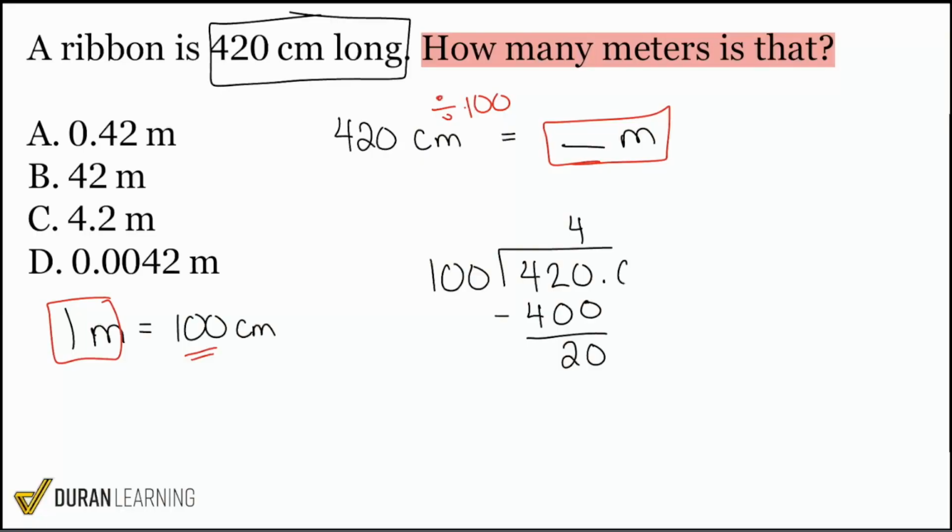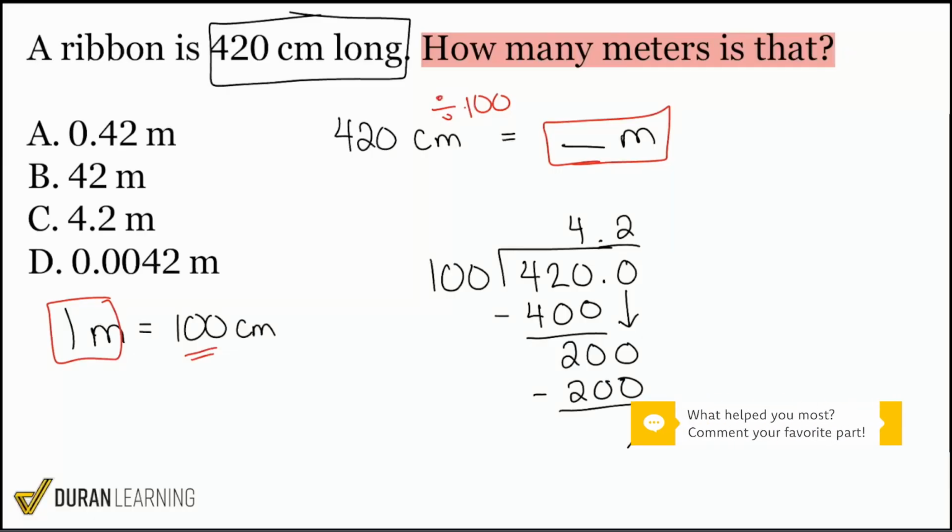So with that, there's that 0. Drop it down, and we have 200. But we got to make sure we put that decimal place where it belongs. And now, my party people, how many times does 100 go into 200? Yeah, that's going to end up being twice. So boom, we'll write that 2 right there. We'll subtract the 200, and we have no remainder. There we are, 4.2, and that is going to be 4.2 meters. And there it is. Answer choice C is the correct answer. And there we are, my party people.